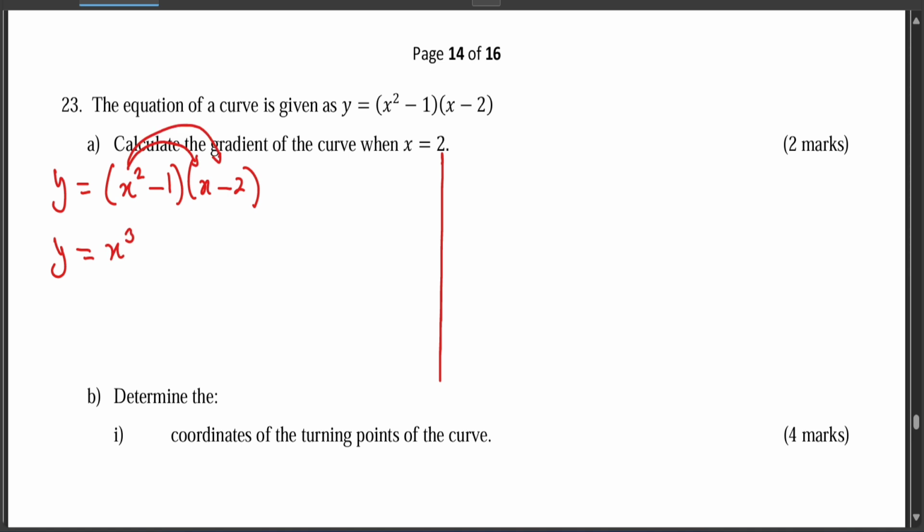X squared times negative 2, which is negative 2x squared. Negative 1 times x, negative x, and negative 1 times negative 2 is positive 2. Okay, so your dy/dx will therefore be, now you're differentiating this. So for you to differentiate this, you take the power, which is power 3, put it behind x, it gives you 3x, and the power itself, subtract 1 from it, to give you 2.